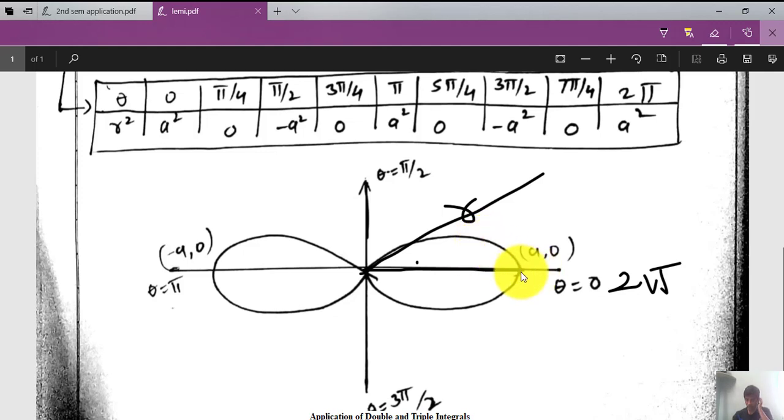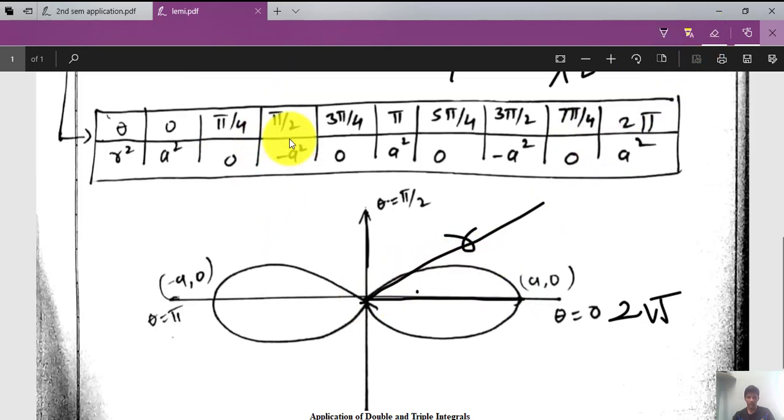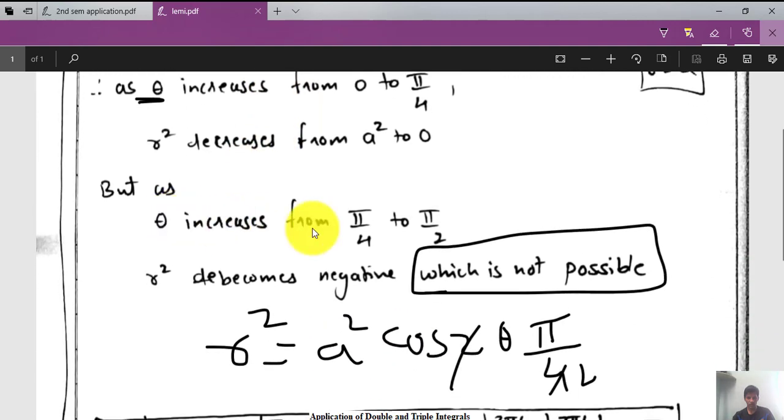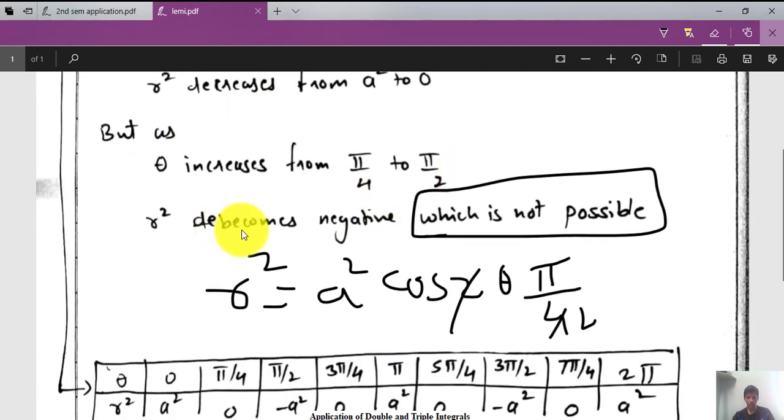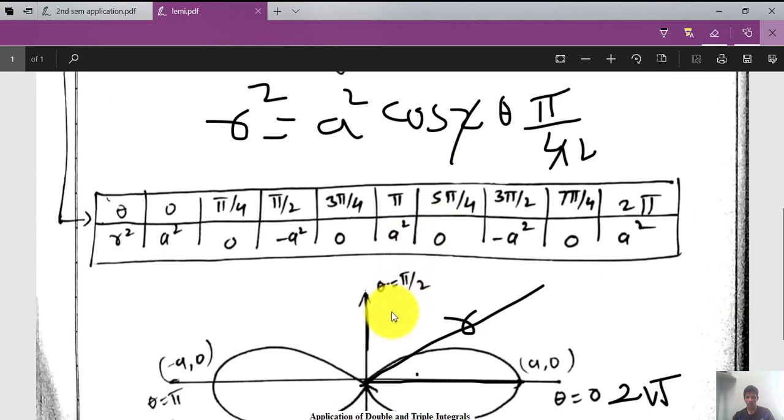So r is 0 at theta equal to 0. If you take theta equal to 10 degrees, 20 degrees, 30 degrees, 40 degrees, and then 45 degrees, eventually all these points will approach towards 0. This is how it goes. And then beyond pi by 4 to pi by 2, it becomes negative, which is not possible.